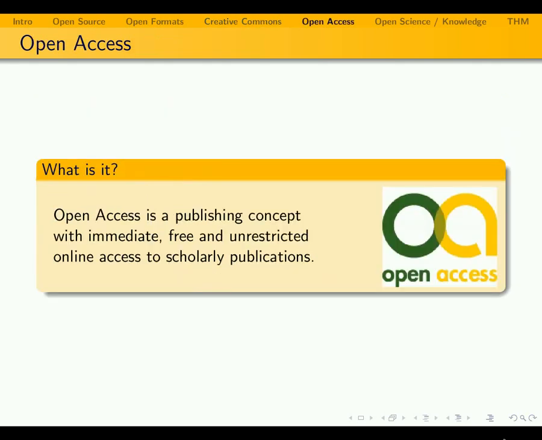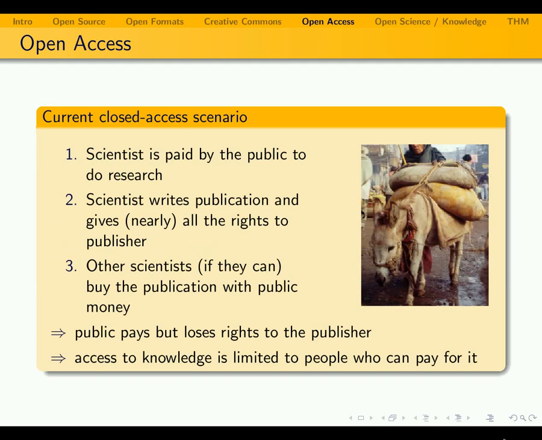Now we reach the open access topic and the more scientific related part of the talk. Open access is a publishing concept with immediate, free and unrestricted online access to scholarly publications. Okay, let me show you what I meant by this by describing the currently mainly occurring scenario, the closed access publishing. Funded by the public, scientists do their research. When they finish a project, they write a manuscript and ask the journal to publish it. If the journal accepts the manuscript for publication, nearly all rights are given to the publisher.